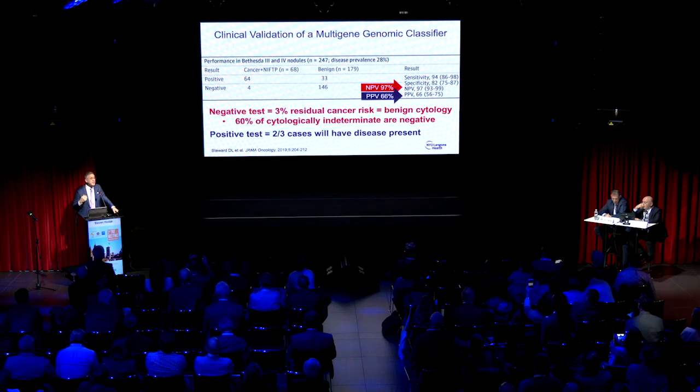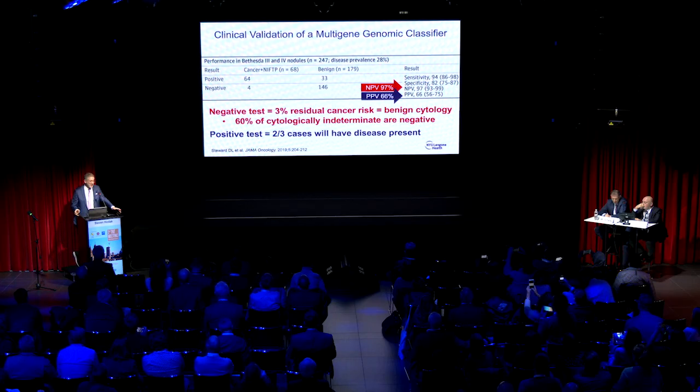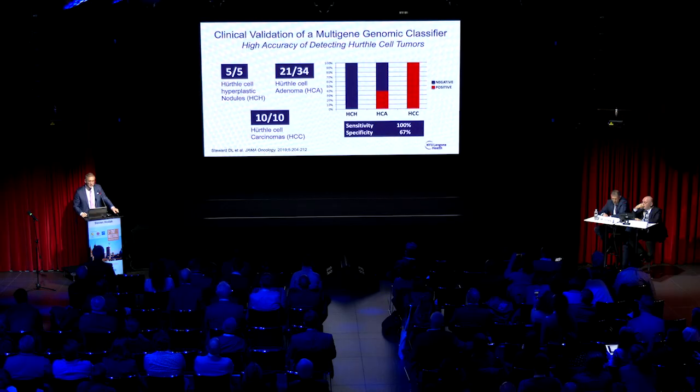The other finding was that the positive predictive value was a very robust 66%, which meant that when the test was positive, disease was very likely present, and in this study, it occurred in about 2/3 of the cases of positive test results. It was also highly valid in Hürthle cell type tumors, which you've heard through the meeting can be a very challenging group of tumors.